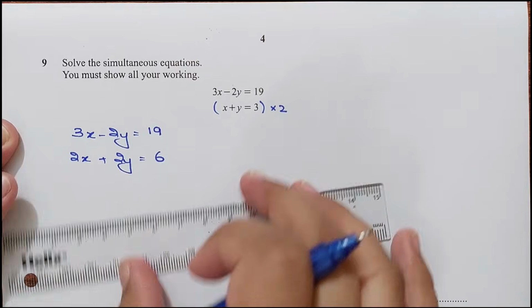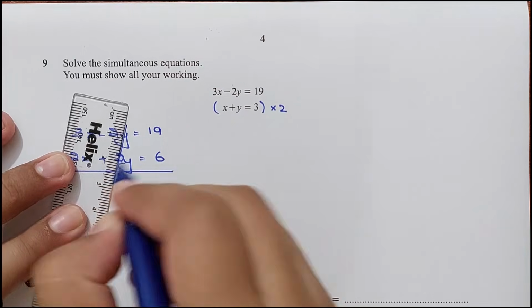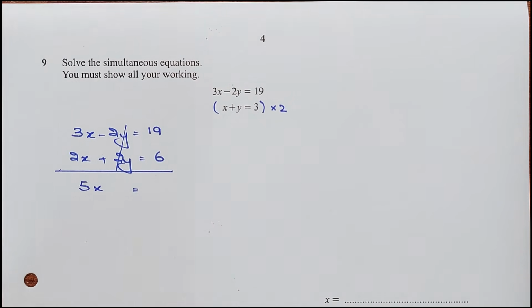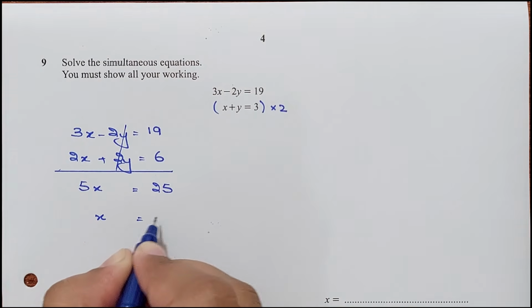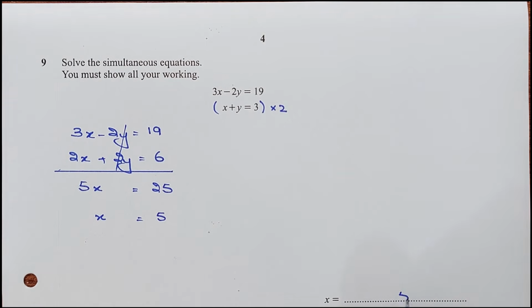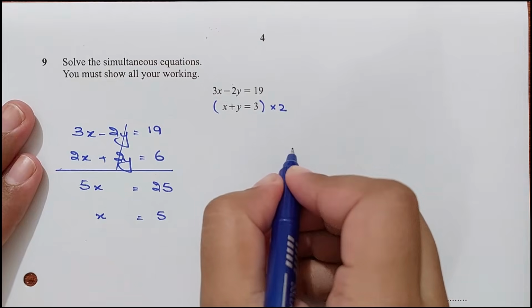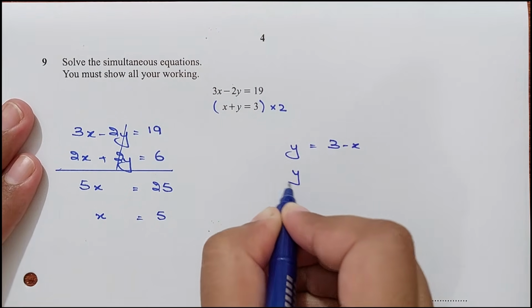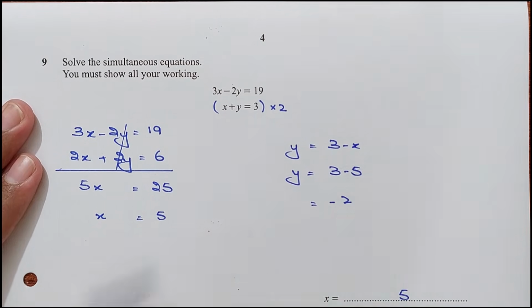Okay, now let me add the two equations and solve for x. Plus 2y and -2y cancel. 3 plus 2 would be 5x, and 19 plus 6 is 25. So x would be 25 by 5, which is 5. Right, now let me substitute the x value into the second or first equation to get y. I'm substituting into the second equation. From the second equation, y is equal to 3 minus x. So y is equal to 3 minus 5, which is -2.